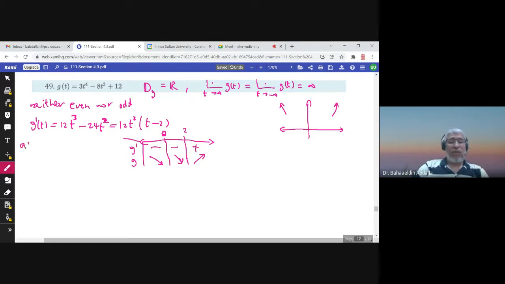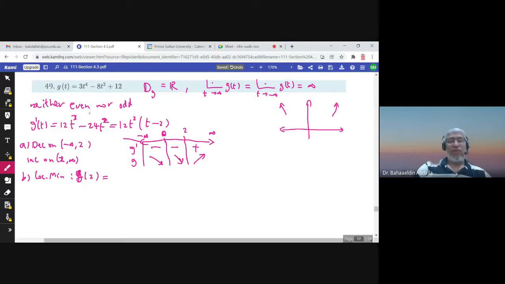So part A, the function is decreasing on negative infinity to 0, union 0 to 2. I can say from negative infinity to 2 because the function is defined at 0, there is no problem. And increasing on 2 to infinity. I have a local minimum at t equals 2, so g of 2 is a local minimum.